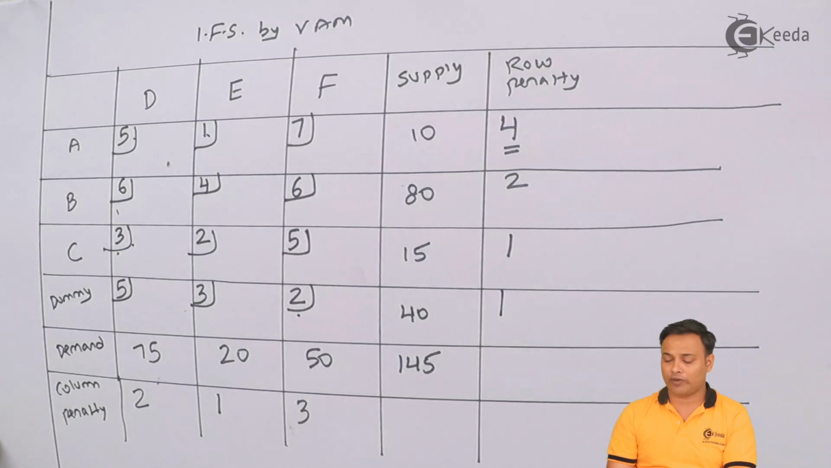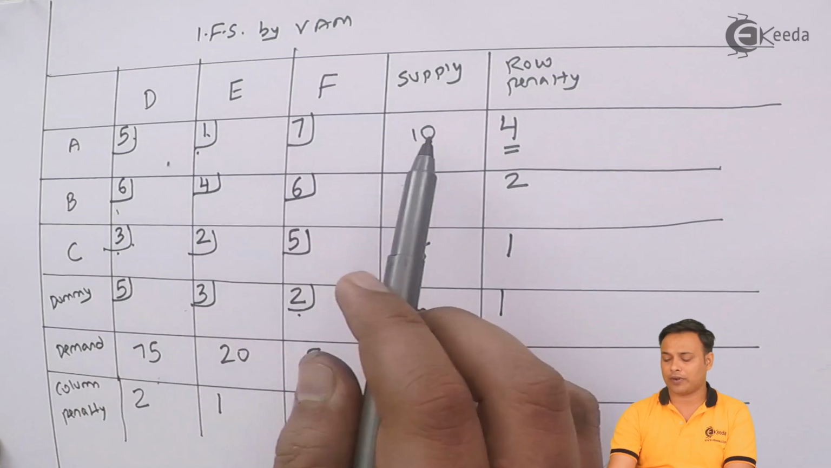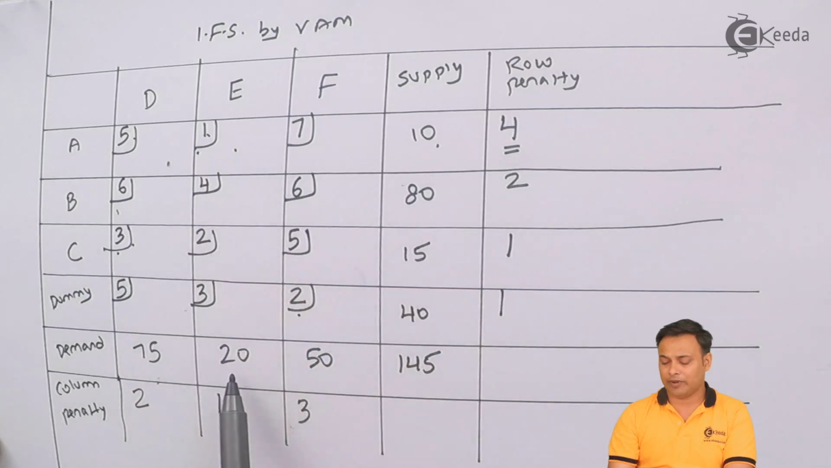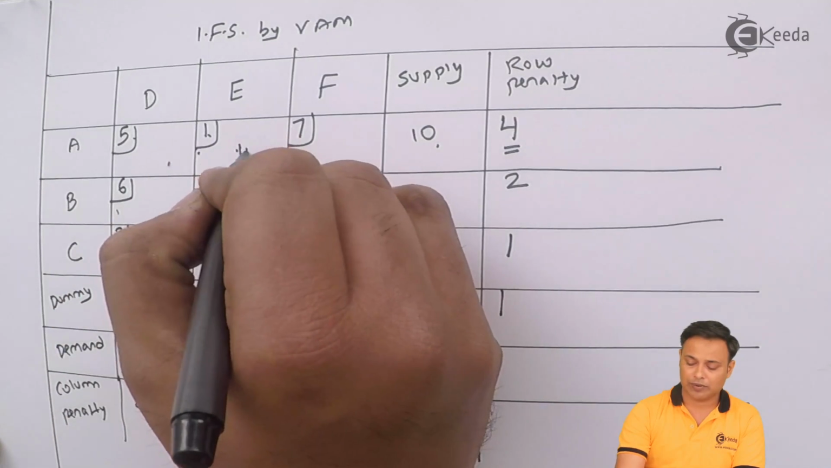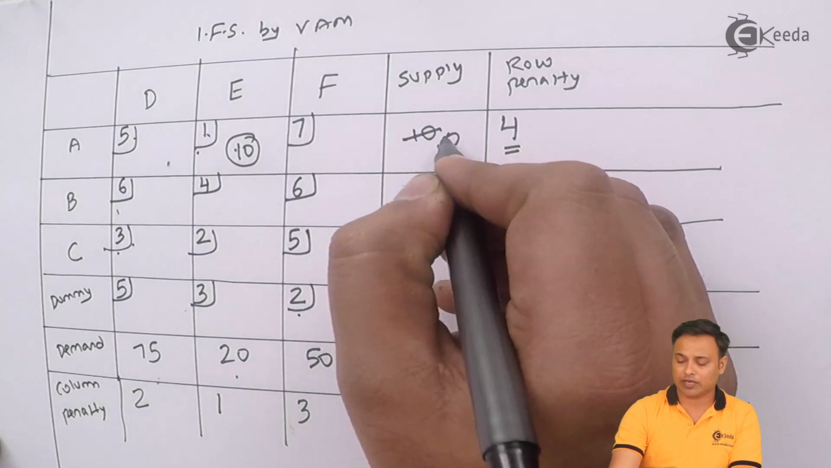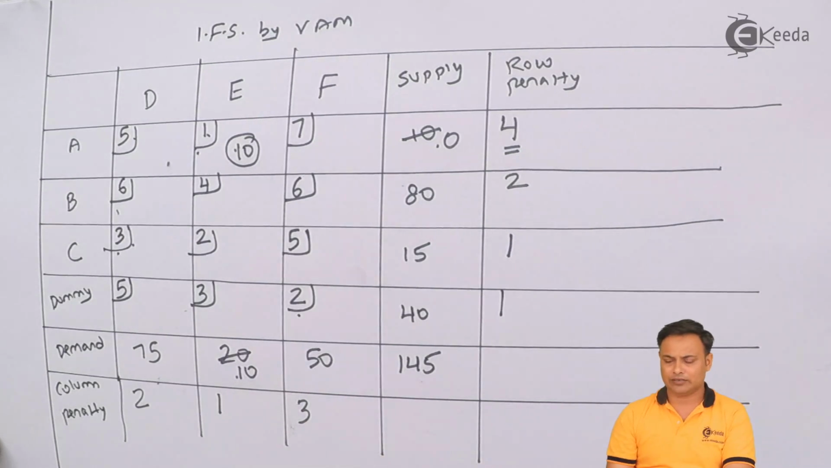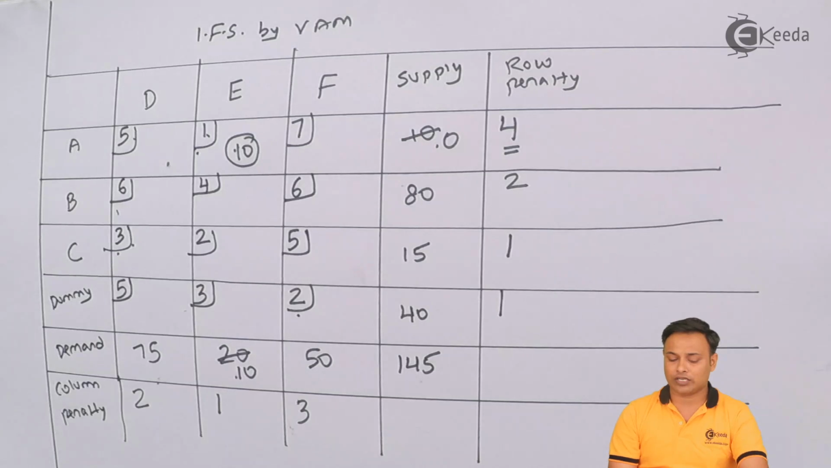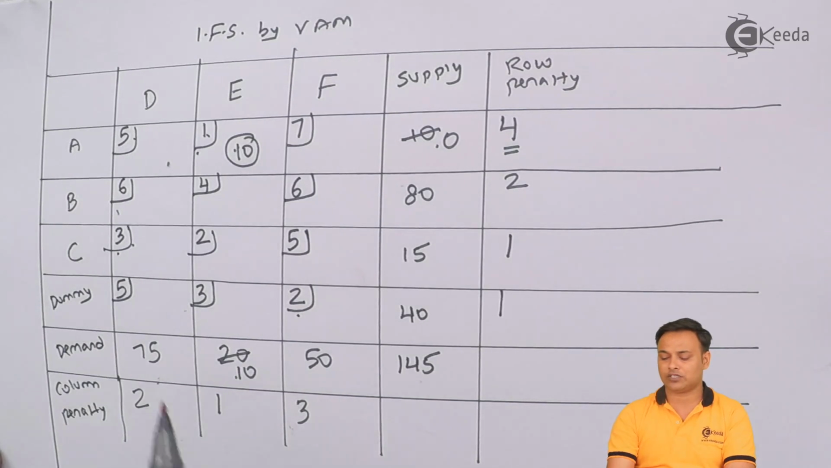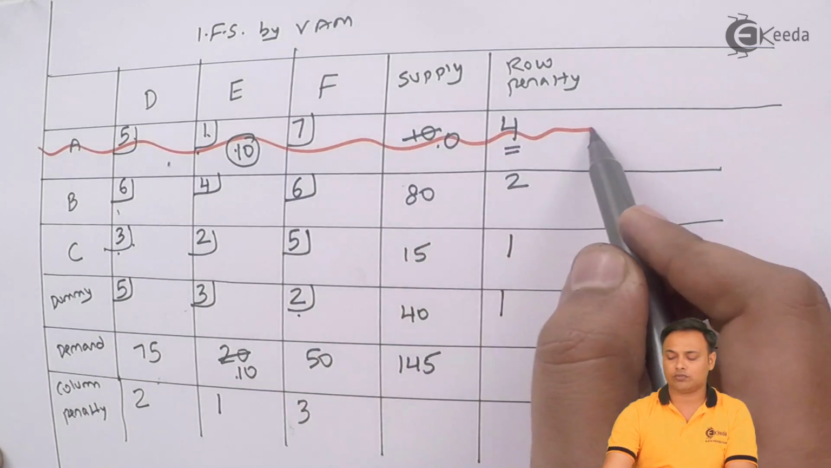At 4, my lowest cost is 1. So at 1, my supply is 10 and my demand is 20. I will supply whichever is less. So 10 minus 10, it shall become a 0. 20 minus 10, it shall become a 10. Now since I have got a 0 in the first row, I will simply cancel that particular row.